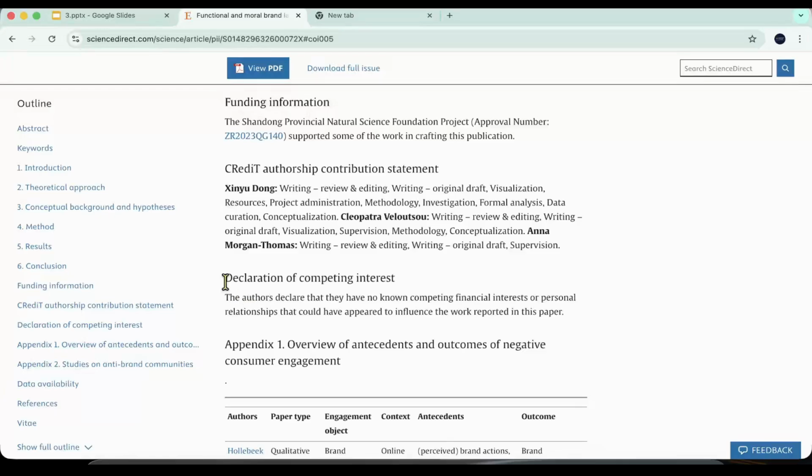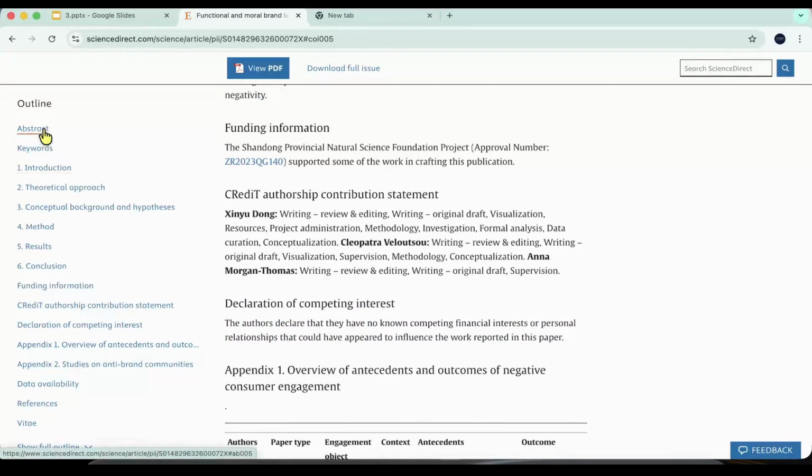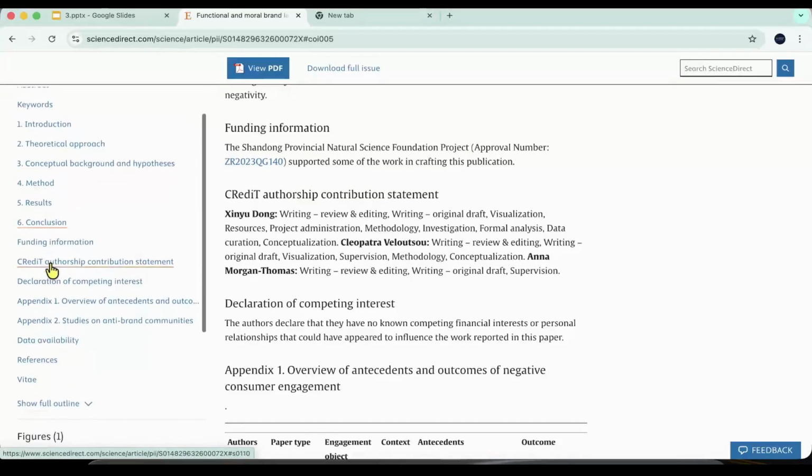The moment you click on that link, automatically you will give a declaration that there are no competing financial interests. You can also attach it as a separate file wherein we, as a group of authors, say that there are no competing financial interests among us, and we have to give it. We have covered abstract, introduction, theoretical, conceptual. We have covered all this.